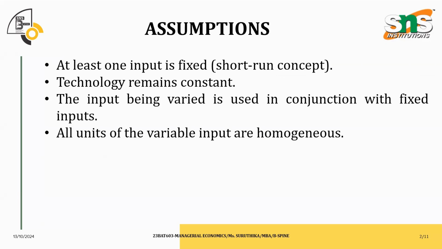The third assumption is the input being varied will be used in conjunction with a fixed input. So we assume that only one input varies here and that one input will function alongside all the other fixed inputs. So it's not that one variable input would operate separately. All the units of the variable input are homogeneous. So again, heterogeneity in the variable inputs would have a significant impact on the result. So we assume that all the input units are homogeneous.